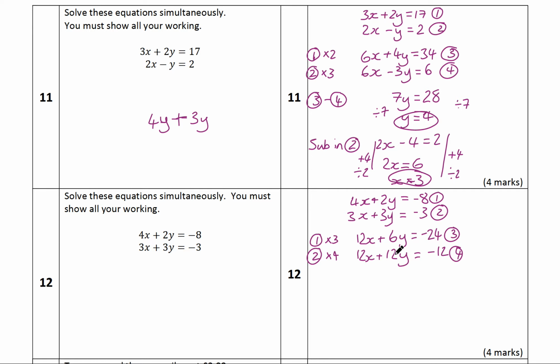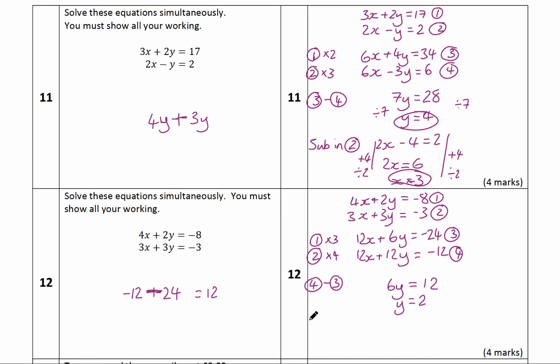Okay, and this time I'm going to do equation 4 take away equation 3. 12x take away 12x gets rid of them. 12y take away 6y leaves 6y. And negative 12 take away negative 24. It's only these two that can combine to make a plus. So negative 12 plus 24 is positive 12. So 6y is 12, that means y must be 2.